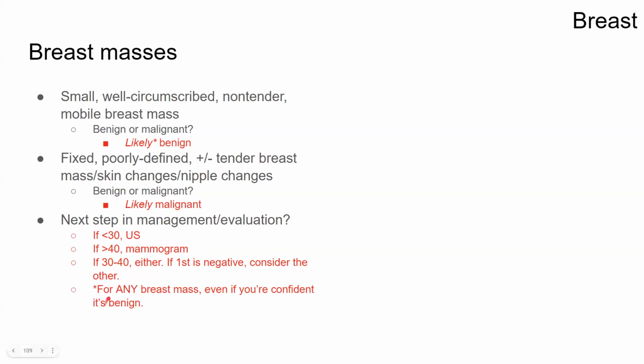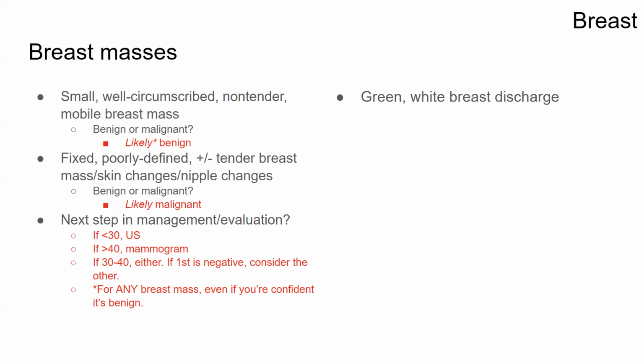And this just reiterates what I said earlier, that anytime anyone comes in with a suspected breast mass, like a palpable mass on physical exam, you want to get imaging of some kind. I've come across questions where I'm reading it and it's a small, well-circumscribed, non-tender mobile breast mass, and I'm like, this is most definitely a fibroadenoma. They're going to be fine, no big deal. You still want to get imaging. You don't reassure.